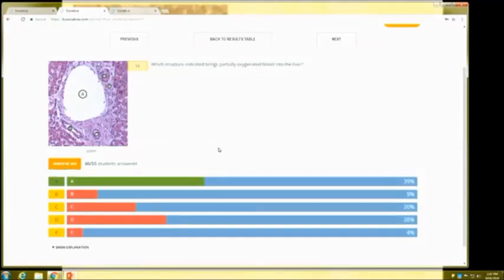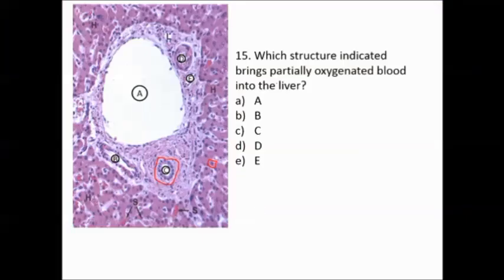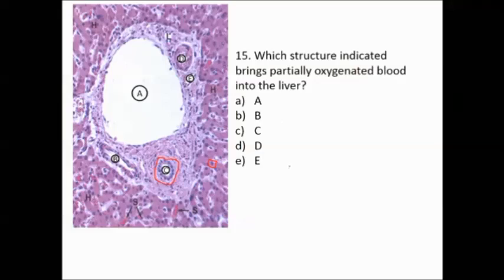So the majority of people have correctly identified structure A. Go back and have a look at that. So which structure indicated brings partially oxygenated blood into the liver? Well, let's identify the structures first. So C is interesting because we've just picked out that it's lined by cuboidal epithelium. What do you reckon that is then?